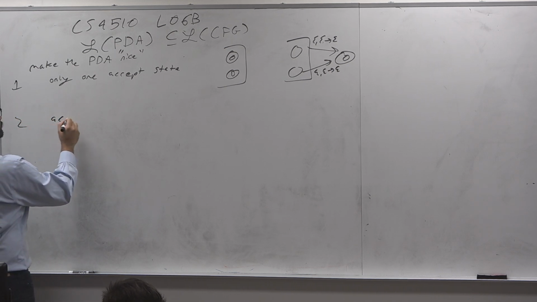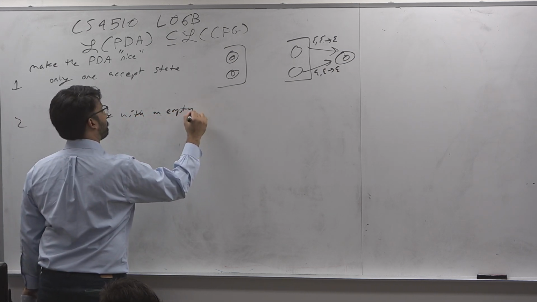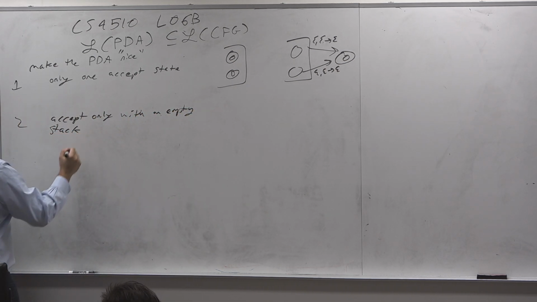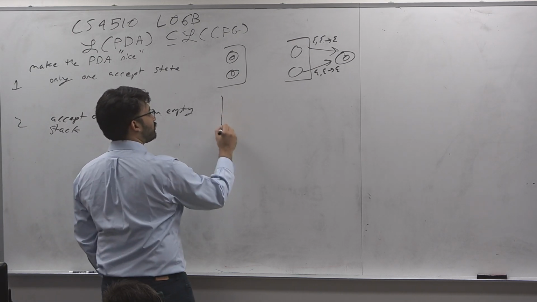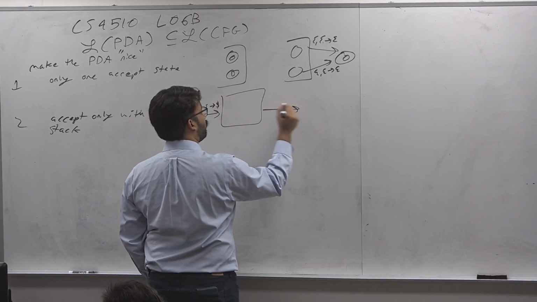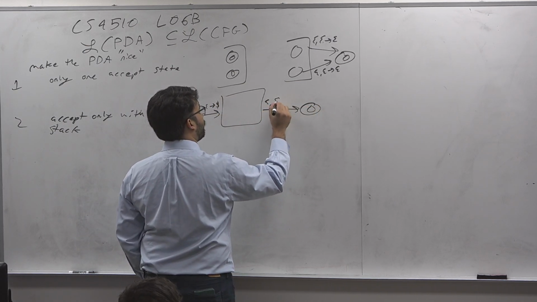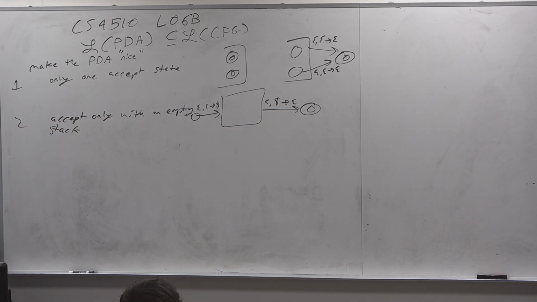Two, accept only with an empty stack. There are two ways to do this one. Is that what we did with the pop and the canary? Yes, so one way you could do it is read nothing, pop nothing, push the canary, and then make sure you only accept when you pop the canary. In fact, if you have stuff in the stack when you accept, you're not really using the stack to its full potential, because maybe you didn't need to push those to begin with. So you can manually program your PDA so that it only accepts with an empty stack.